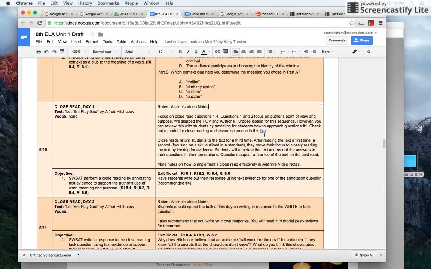I outlined this because questions 1 and 2 focus on author's point of view and purpose. And remember, we skipped that skills lesson. So you can review this with students by modeling for students how to approach question 1, and then release them to do the other questions on their own, and it will make more sense based on what they know. So let's go look at it in StudySync.